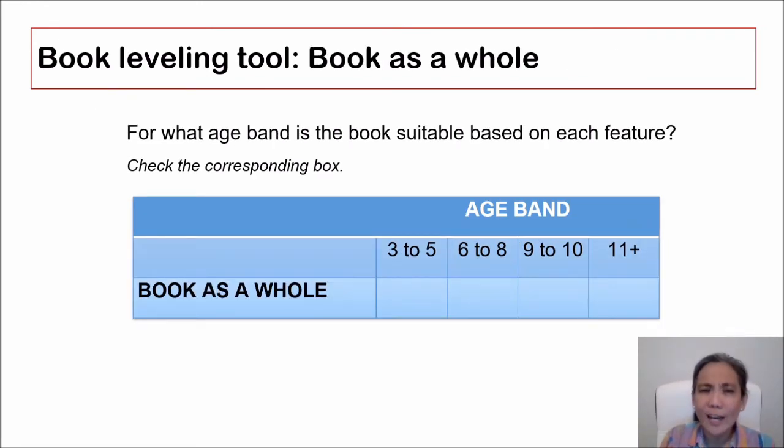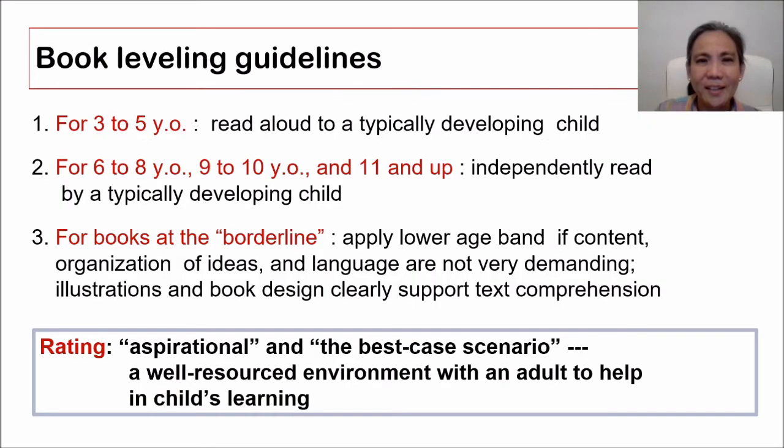Though the previous slides show that the books were rated on distinct dimensions, the tool also called for a more holistic rating of the book in its entirety. The guidelines have a typically developing child as target reader. A book for a 3 to 5-year-old is for read aloud, while one for a 6-year-old child or older is for independent reading. For books at the borderline, the lower age band is applied if the content, organization, and language are not very demanding, where the illustrations and book design clearly support comprehension.